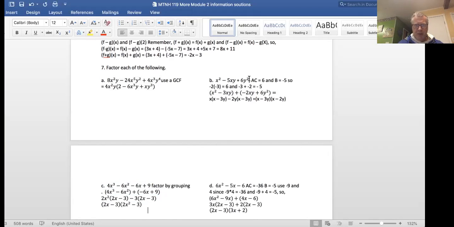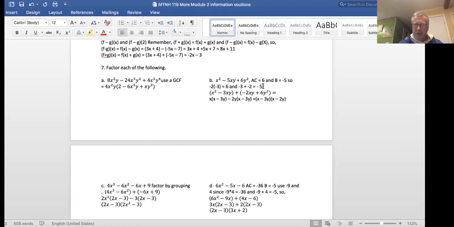Okay, so what the AC method does, you multiply the number in front of x squared with the last term. So that's 1 times 6, or 6. You look at the middle term, which is minus 5. You need 2 numbers that multiply to be 6, add up to minus 5. Minus 3 times minus 2 gives us 6. And minus 3 plus a minus 2 give us minus 5.